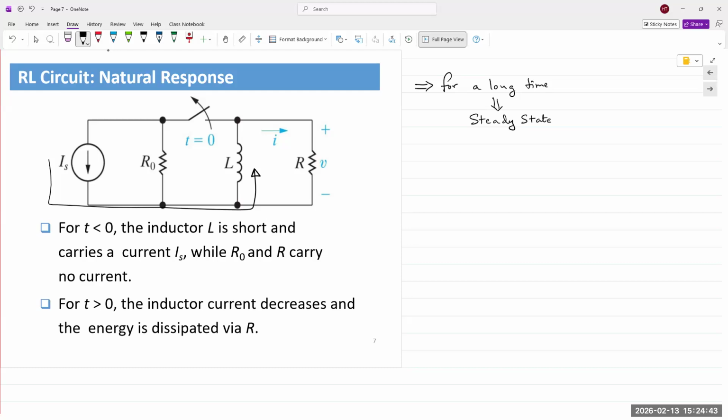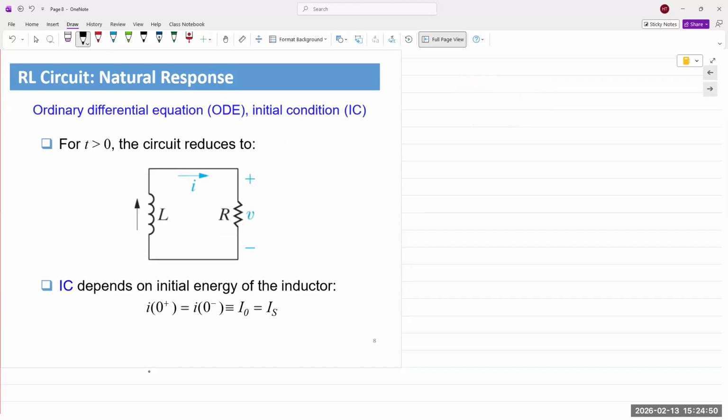Now, at time t equal to 0, the switch is opened. When the switch is opened, the circuit looks like this. The source is disconnected. Current is now discharging into that resistor R. And when it discharges into the resistor R, we need to determine what the value of that current would be at any given point in time.